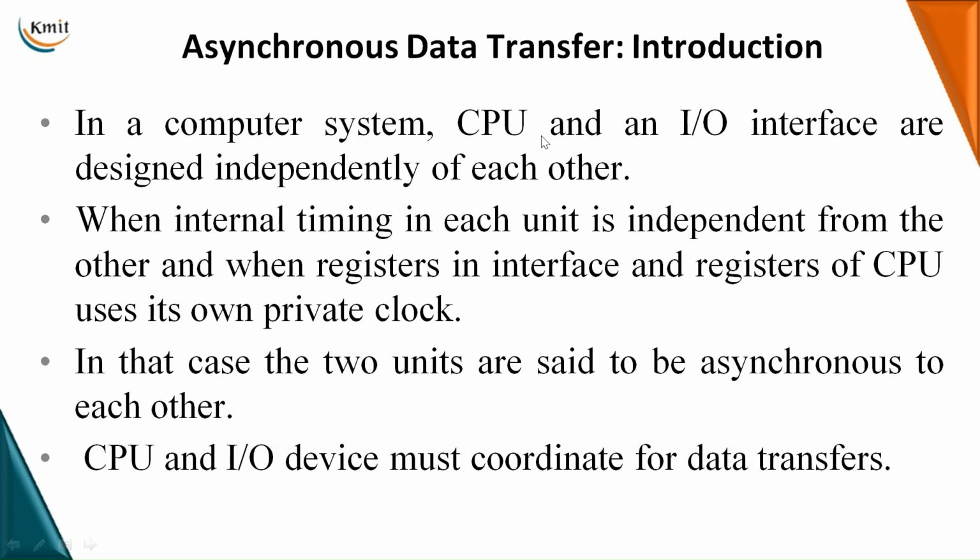Next, in a computer system, we know that the CPU and the input-output interface are independent of each other, because there are differences between them. In terms of speed, there are differences. In terms of data transfer, there is a difference. In terms of how they operate, there are differences. So the CPU and the input-output devices are totally independent of each other, so a synchronous data transfer mechanism is not possible for communication between the CPU and input-output peripherals. Here the communication takes place in the form of an asynchronous mechanism.